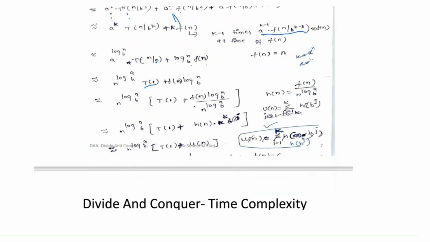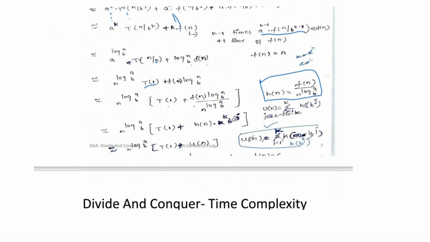So whatever term I am having, this is the equation I am having. From this I am trying to take out the common n power log a to the base b. So T(1) remains here, and f(n) into log n to the base b divided by n power log a to the base b. So this f(n) divided by n power log a to the base b I am assuming as h(n).